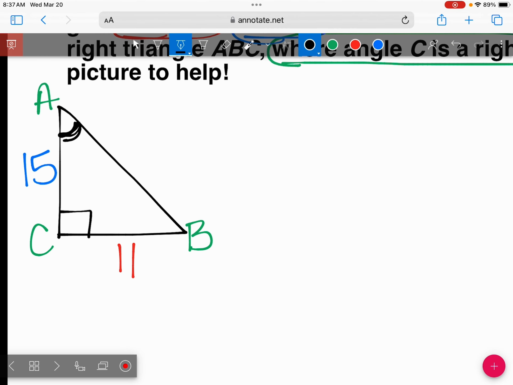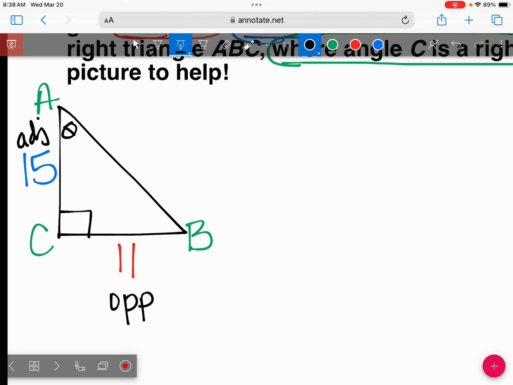I'm going to start with angle A. If my theta is this angle, is 11 opposite or adjacent to angle A? Opposite. What about 15? Is that adjacent or the hypotenuse? Adjacent. So for angle A, I know opposite and adjacent. What ratio uses opposite and adjacent? Sine, cosine, or tangent? Tangent.